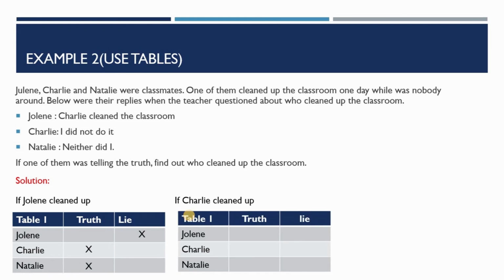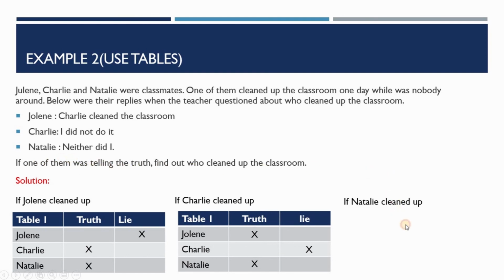If Charlie cleaned up the classroom, who's lying and who's telling the truth? Julian said Charlie cleaned up the classroom, so Julian is saying the truth. Charlie said, I did not do it, so Charlie is telling a lie. Natalie said, neither did I, so Natalie is saying the truth. Again, two persons are telling the truth and one person lies, but we only need one person telling the truth.